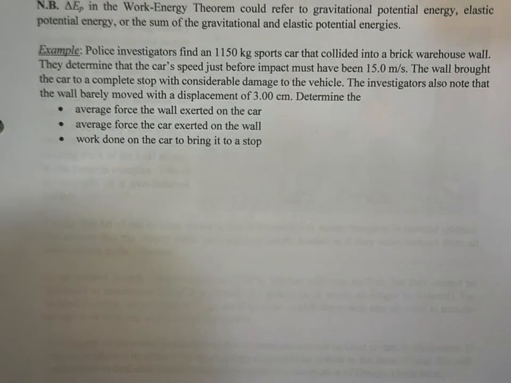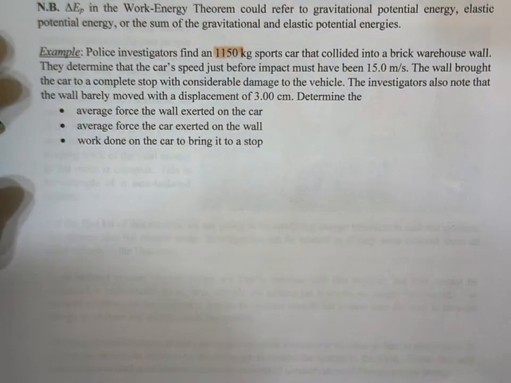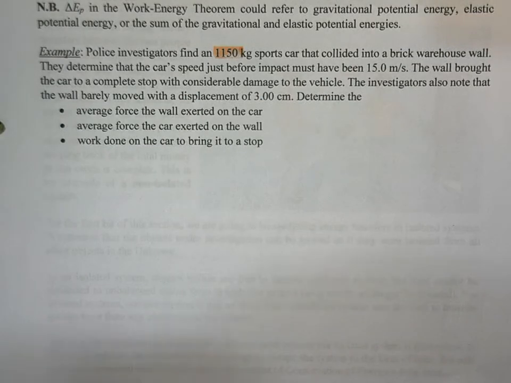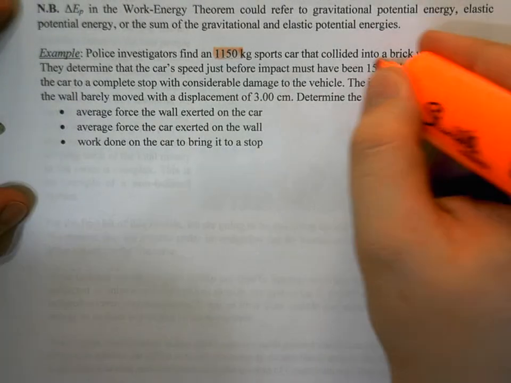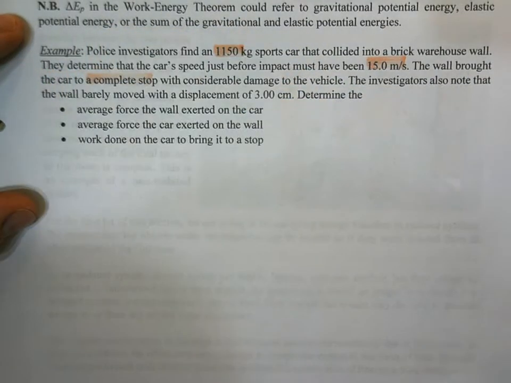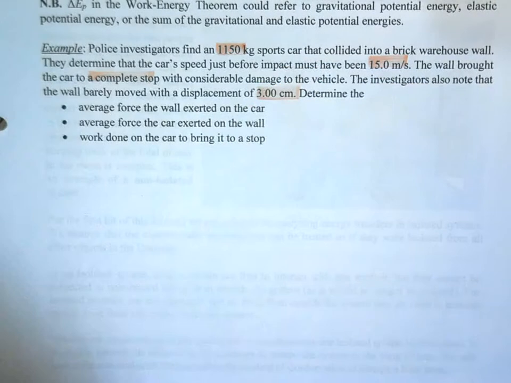So we have police investigators. They're going to find an 11,050 kilogram sports car. It collided into a brick warehouse wall. They determined that the car's speed just before impact must have been 15 meters per second. The wall brought the car to a complete stop with considerable damage. Investigators also note that the wall barely moved with a displacement of 3 centimeters.